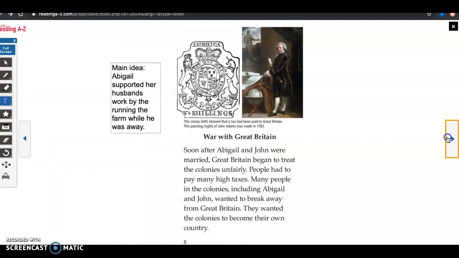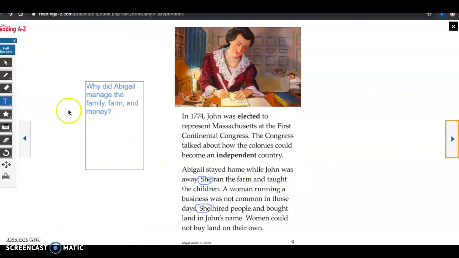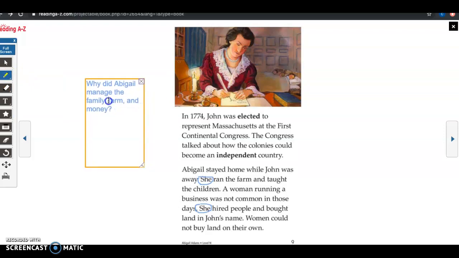So in this section, I have a question for you guys again. Why did Abigail manage the family farm and money? So we know that in the 1700s, women didn't normally run any companies or businesses, and a farm is considered a business. And we know this information from this page right here, this section.